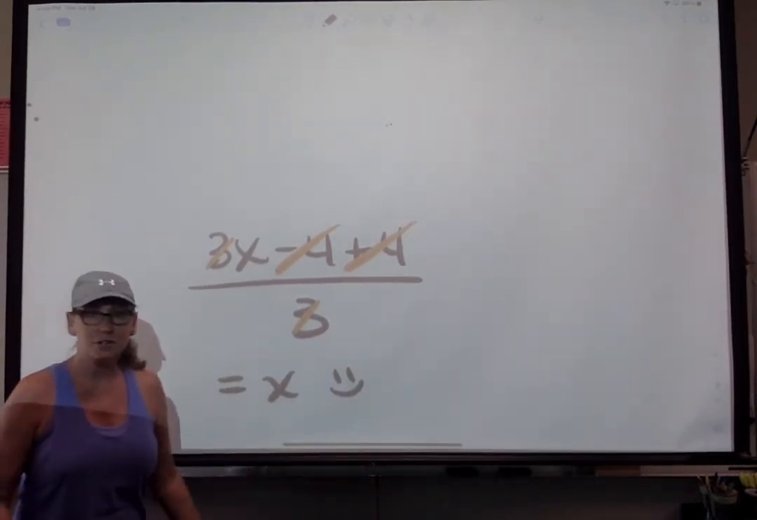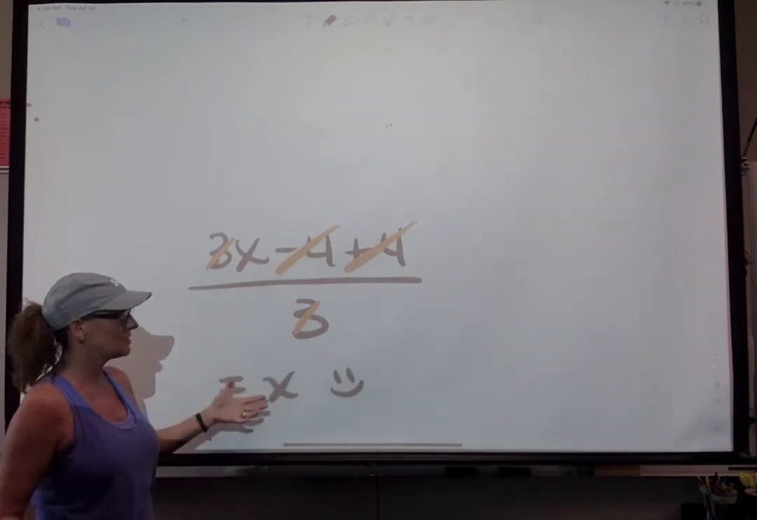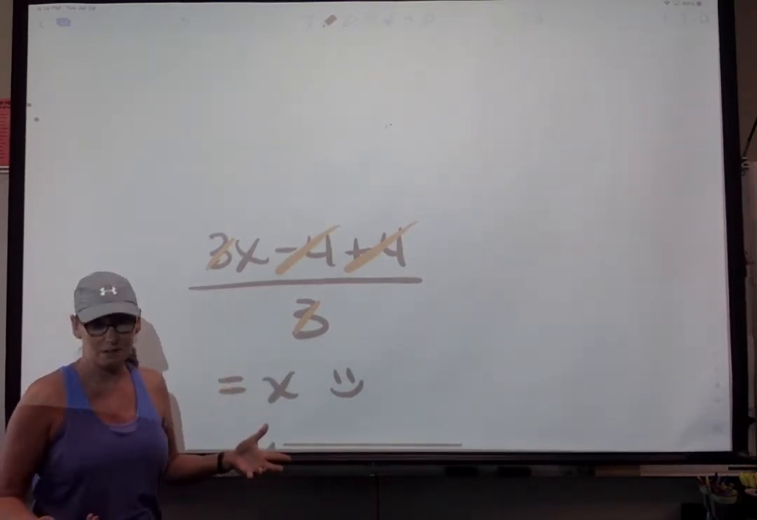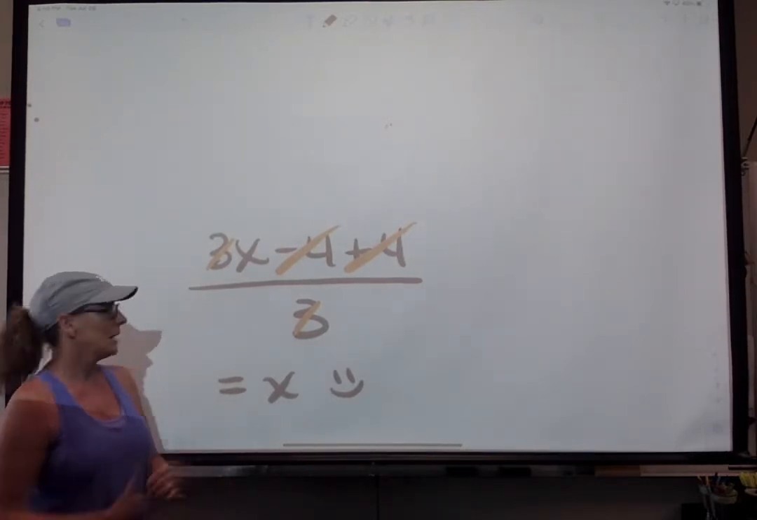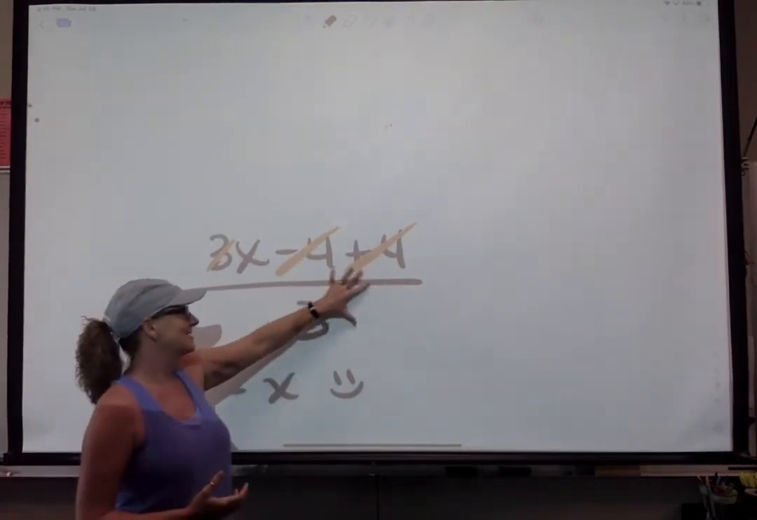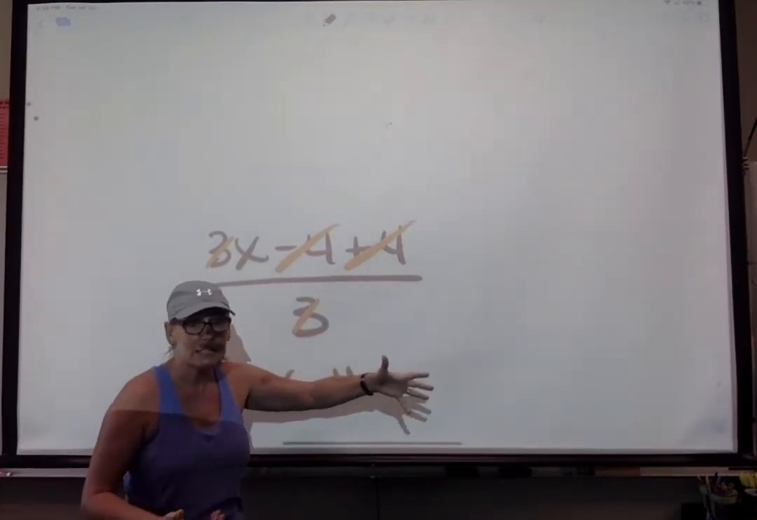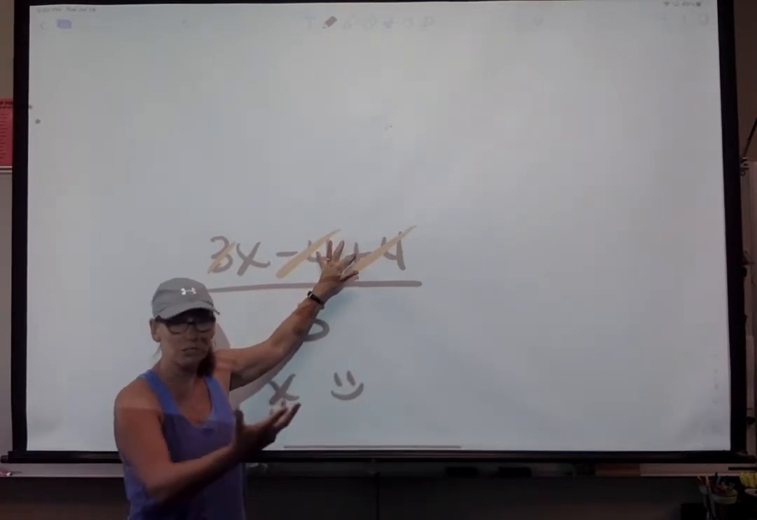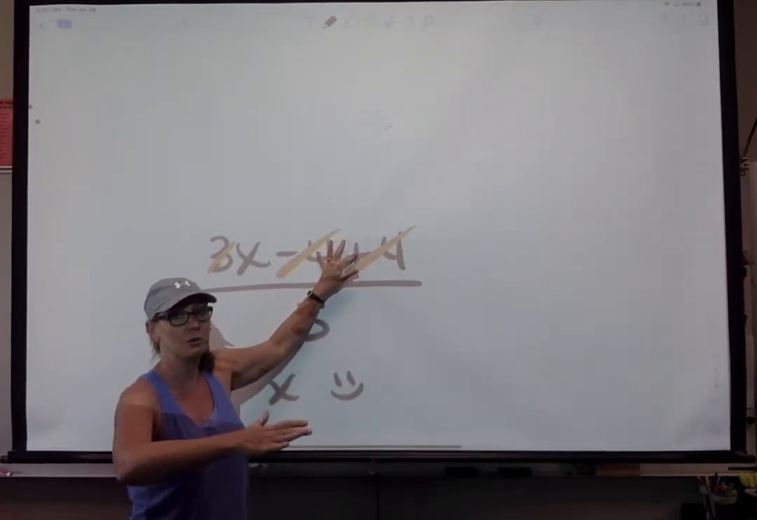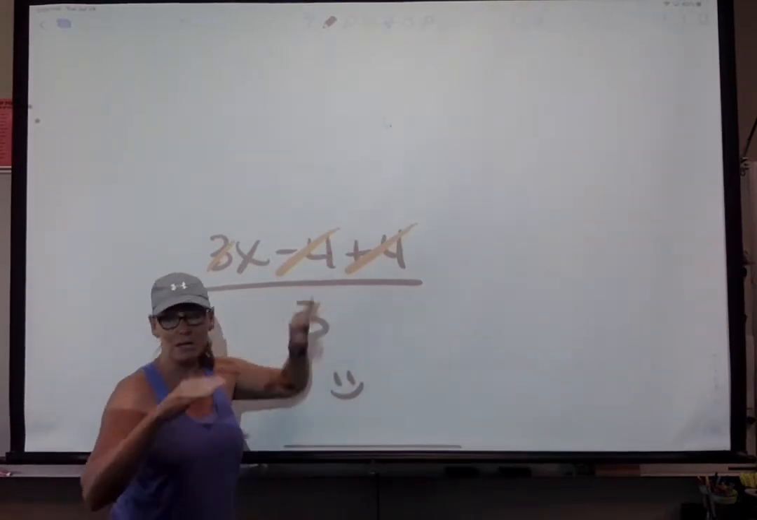What did they cancel first? What did they cancel second? Why is all this stuff marked out? I have no idea what they did, because you didn't show me every step. I'll see this on a test, and so many people say, I did! I did cancel, I marked those out first. I'm like, well, I wasn't watching you. And I warn you that you're going to have to show me every step.